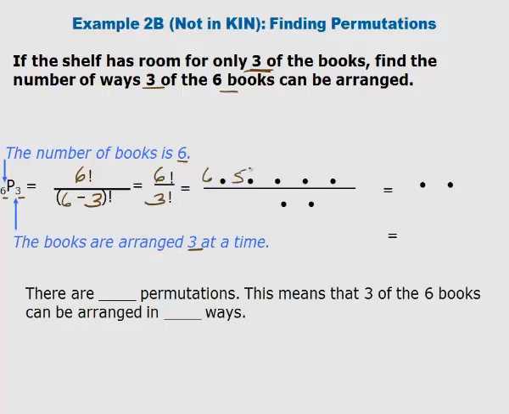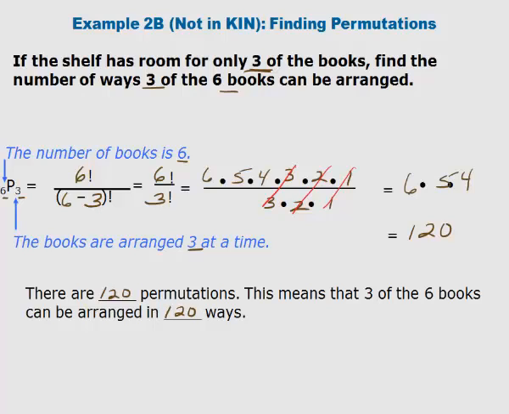So 6 times 5 times 4 times 3 times 2 times 1 over 3 times 2 times 1. That's 3 factorial and 6 factorial. We're going to do our canceling of common factors. So we have 6 times 5 times 4, and 6 times 5 times 4 is 120. So there are 120 permutations. That means 3 of the 6 books can be arranged in 120 ways.